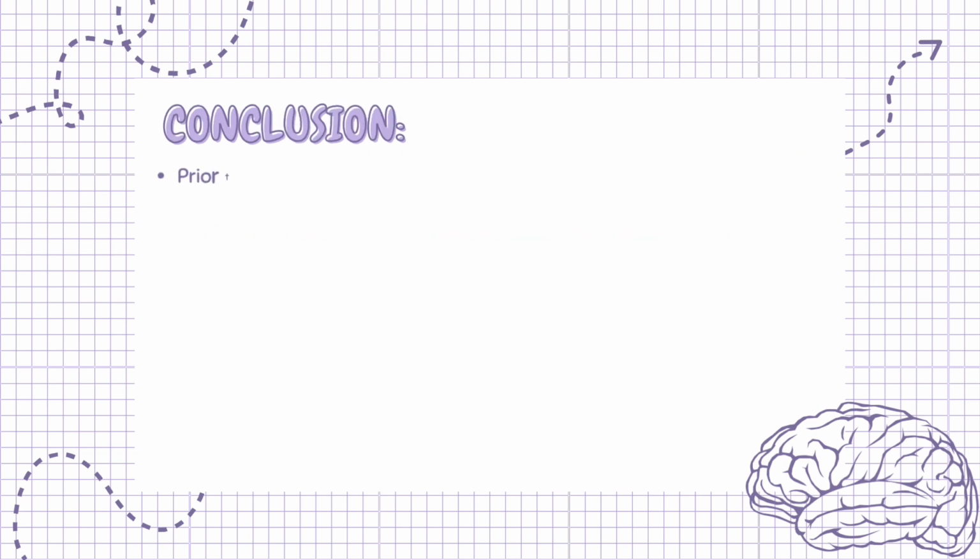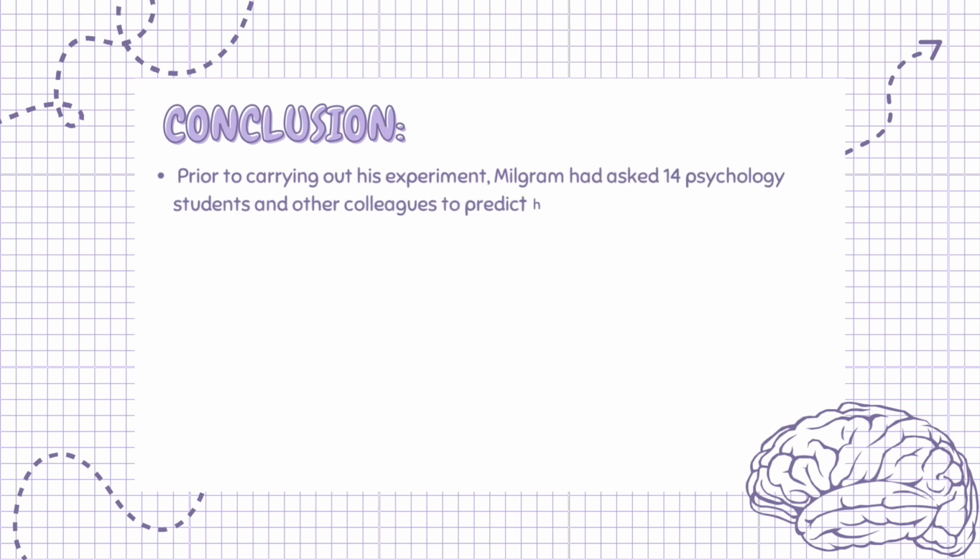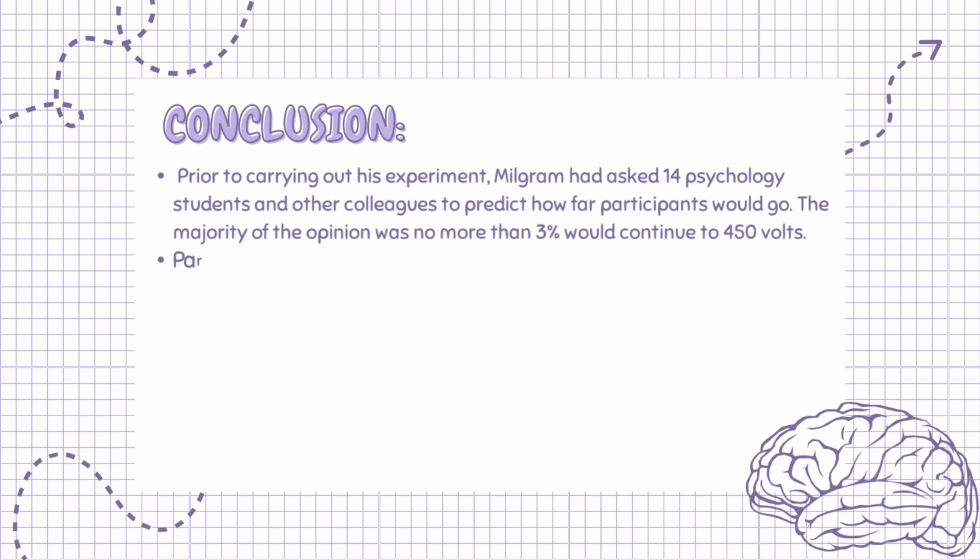Prior to carrying out his experiment, Milgram had asked 14 psychology students and other colleagues to predict how far participants would go. The majority opinion was that no more than 3% would continue to 450 volts. Participants were debriefed and assured their behavior was normal.